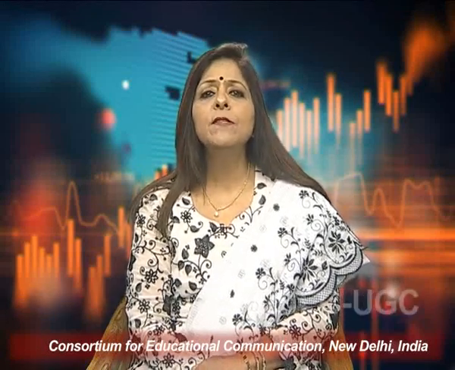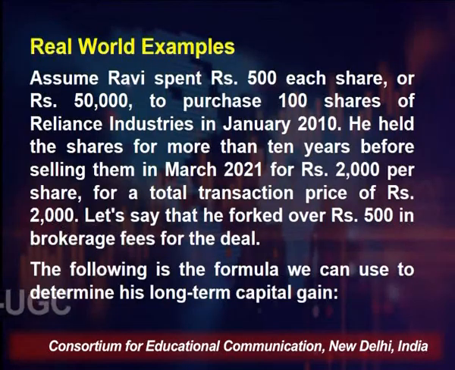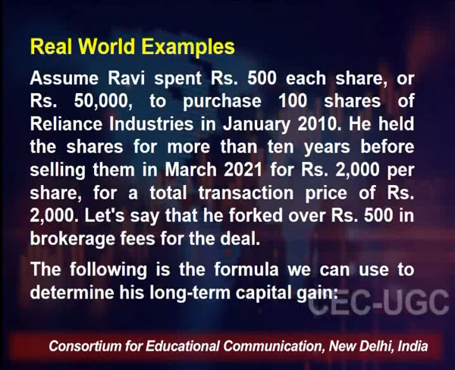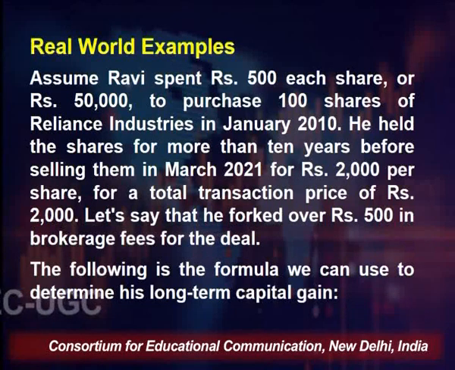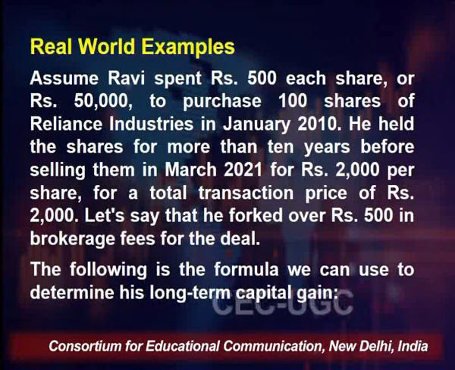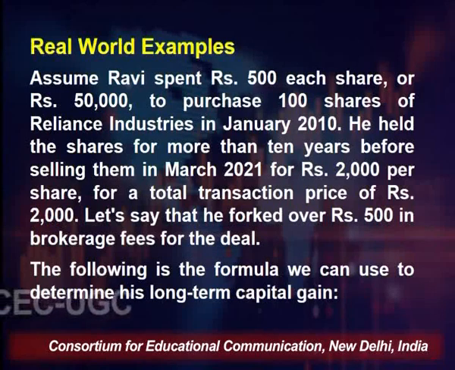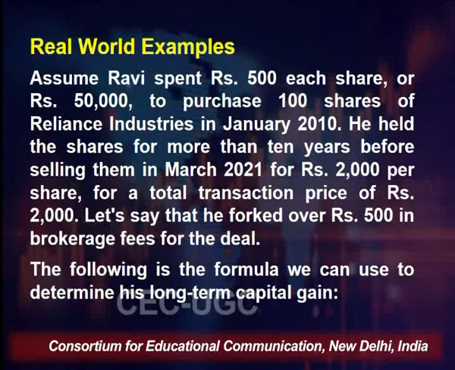Now, we'll give a real-time example. Assume Mr. Ravi spent rupees 500 per share, a total of rupees 50,000, to purchase 100 shares of Reliance India in January 2010. He held the shares for more than 10 years before selling them in March 2021 for rupees 2,000 per share, for a total transaction price of rupees 2 lakhs. Let's say that he paid 500 in brokerage fees for the deal.